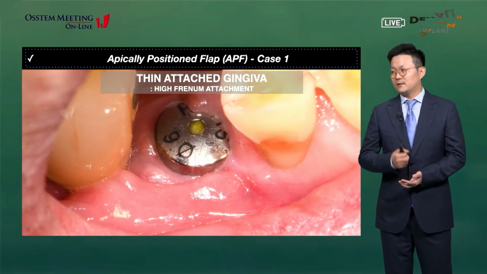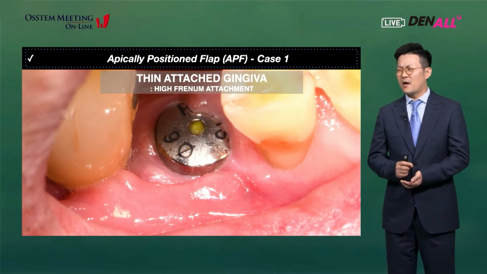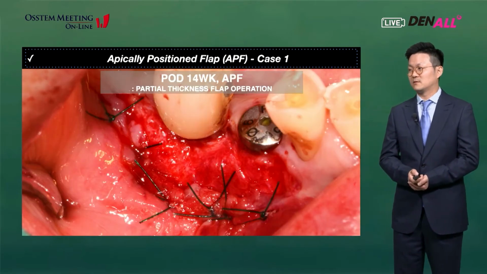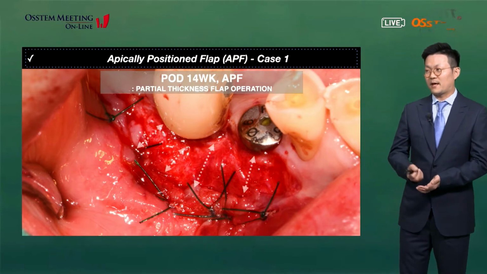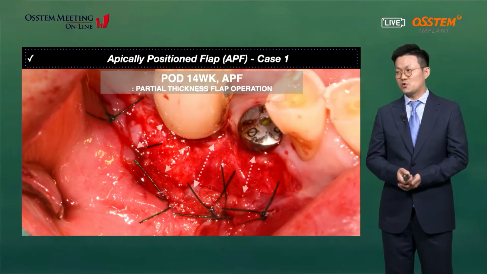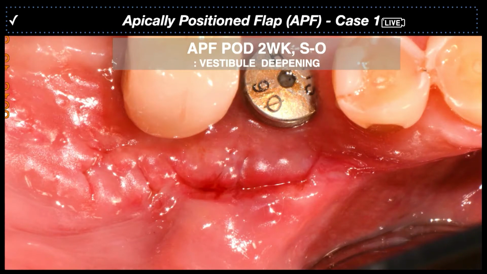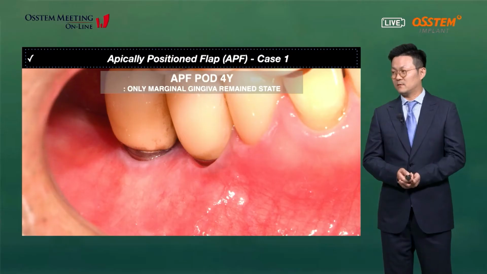And after second surgery, as you see, high frenum attachment was found too, and there's very thin attached gingiva remaining on the buccal side of the healing abutment. So I performed APF, more than 5 mm from 2. And after that, 2 weeks later, we can find this kind of lesion. As you see, deep vestibule regaining was found. And at the day of prosthesis delivery, as you see, the result was fine.